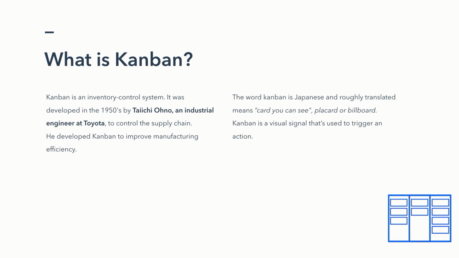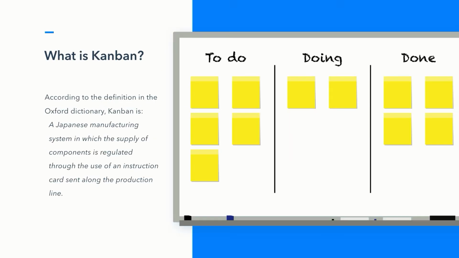The word is Japanese and it's roughly translated to card you can see, placard, or billboard. Kanban is a visual sign that's used to trigger an action. This is the first contact many people have with Kanban. So a board with 3 columns: to do, doing, and done, and sticky notes with tasks on it. According to the definition in the dictionary, Kanban is a Japanese manufacturing system in which the supply of components is regulated through the use of an instruction card sent along the production line.